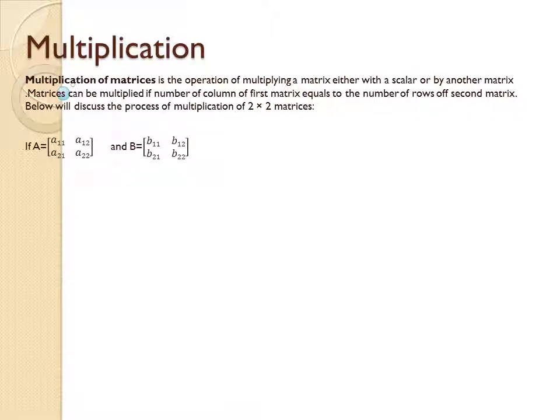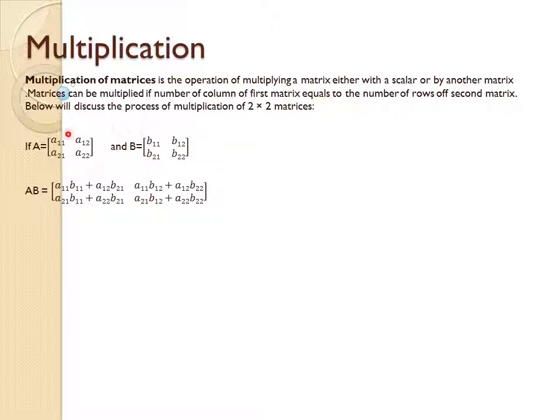So let's say here, for simplicity, we have taken same-order matrices: A equals A11, A12, A21 and A22, and B equals B11, B12, B21 and B22. Let's see how the multiplication takes place. Multiplication takes place with a row multiplied with a column. How? Let's take the example. For A, the first row is A11 and A12. For the second matrix, the first column is B11 and B21.